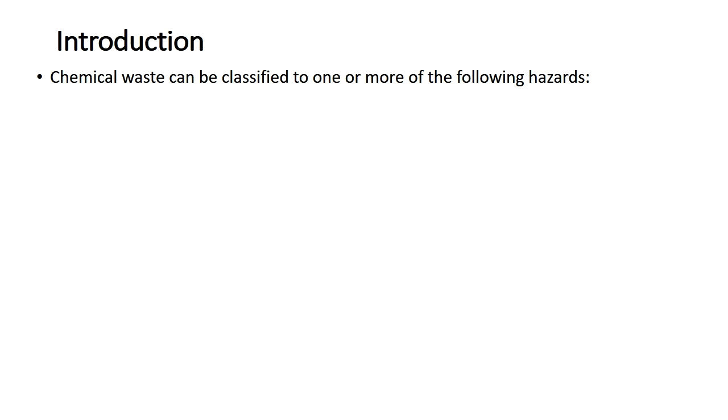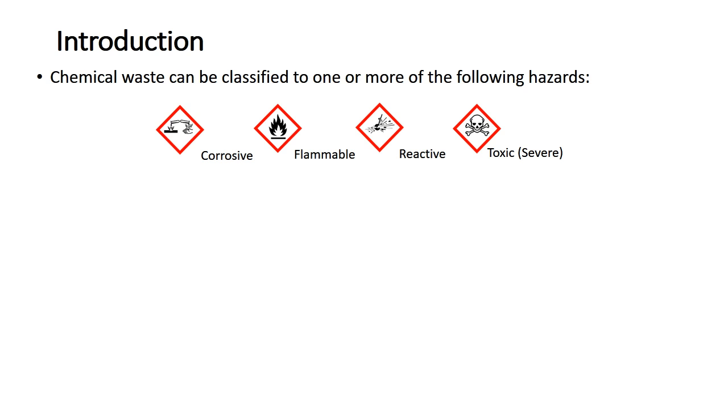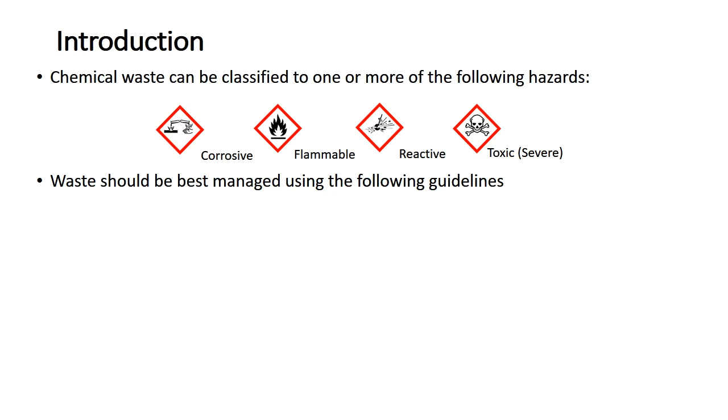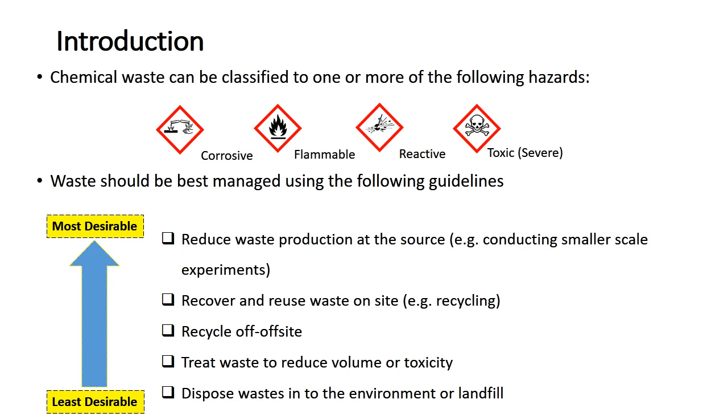Chemical waste can be classified into one or more of the following hazards: corrosive, flammable, reactive, and toxic. Waste should be managed from the most desirable to the least desirable methods. The most desirable method is to reduce waste production at the source, for example conducting smaller-scale experiments.